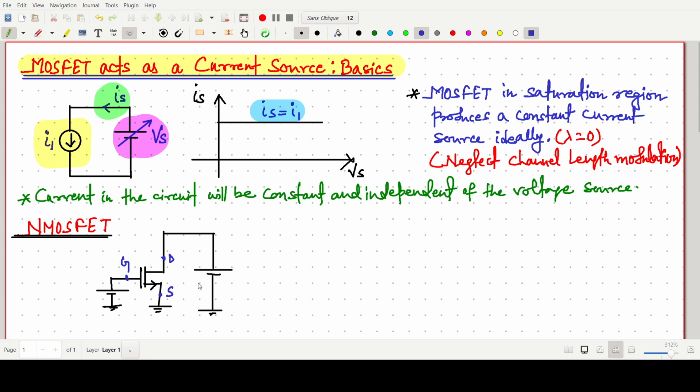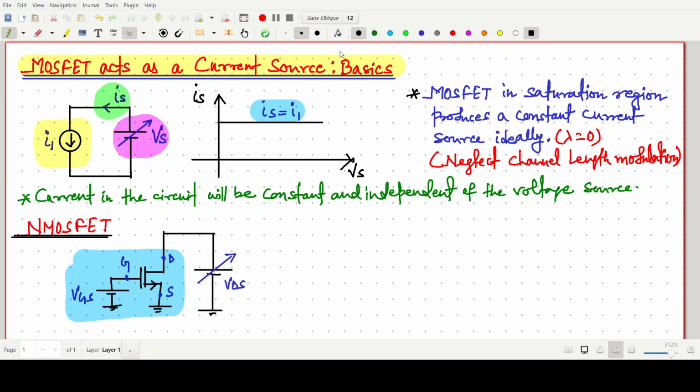So source, and this voltage is our VDS. Okay, and this one is our gate to source voltage. So this device, when it is operated in the saturation region, works as a constant current source.